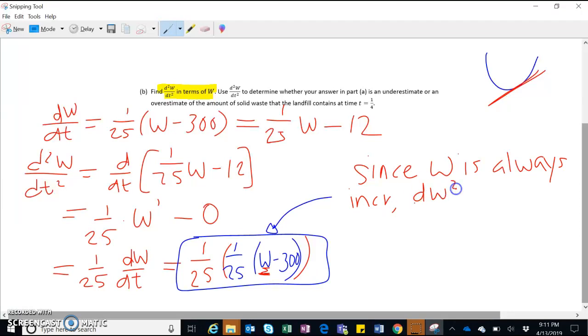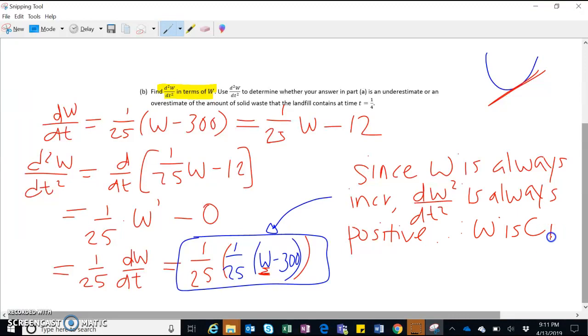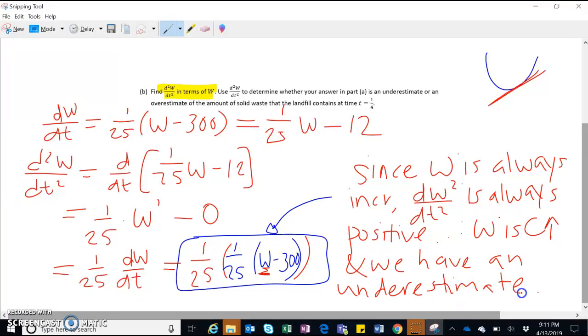This double derivative is always positive. Therefore, W is concave up, and we have an underestimate. That conclusion cannot be made unless we discuss the concavity of the original curve. So, another follow-up here, very common one, in fact, utilizing all of these big ideas.